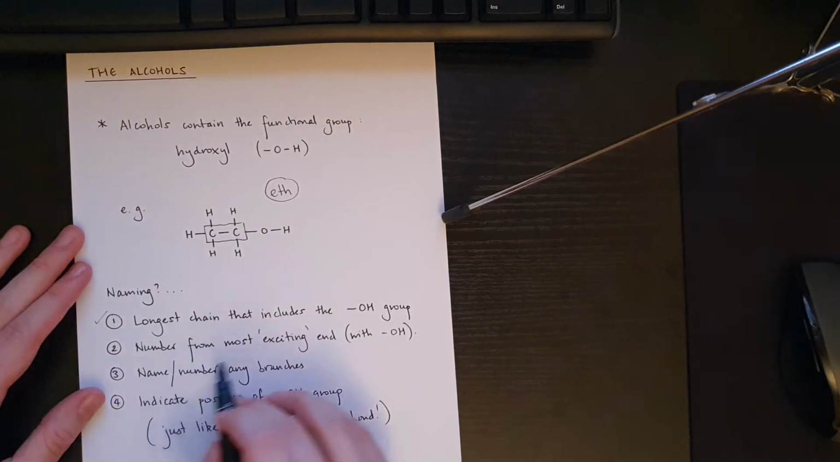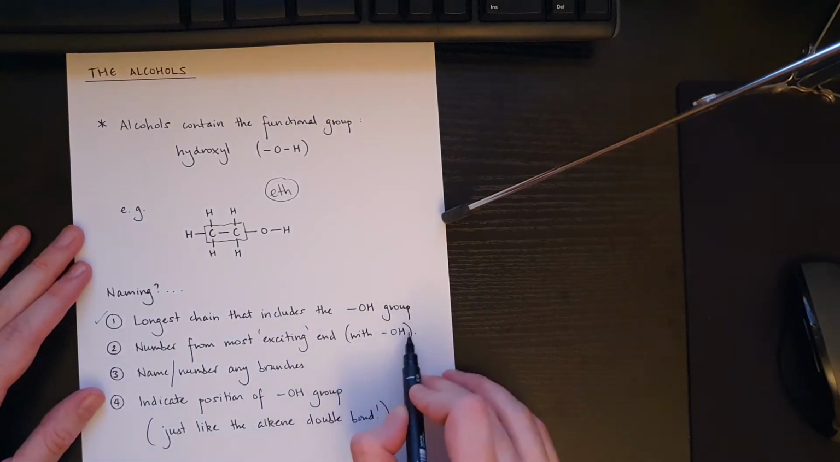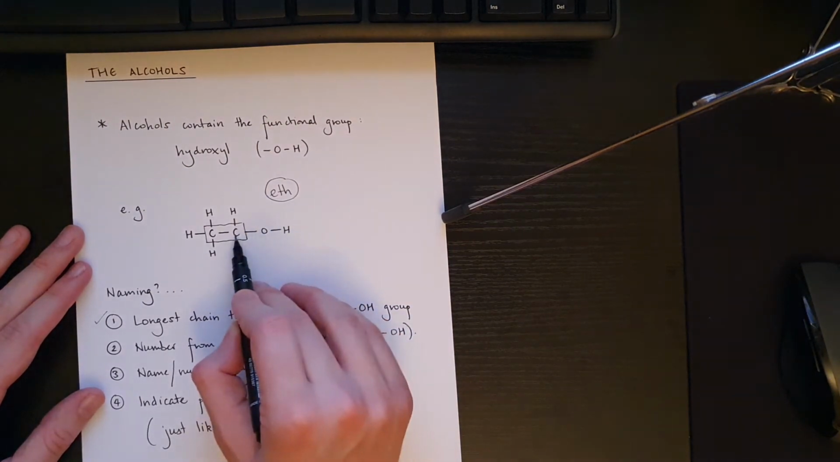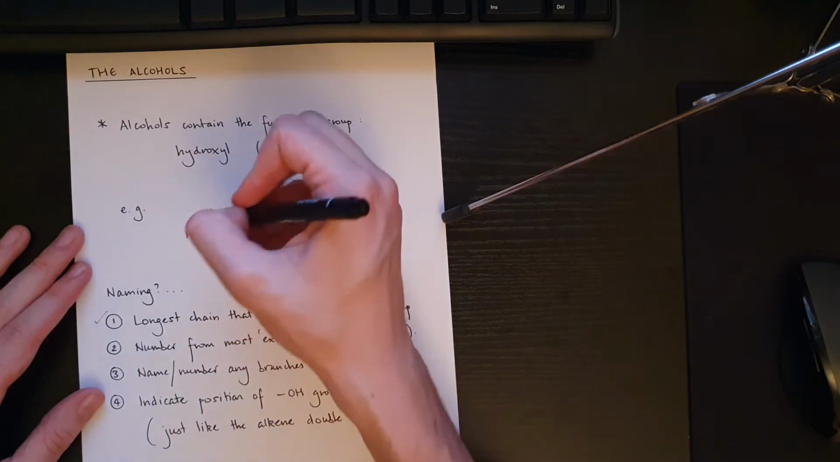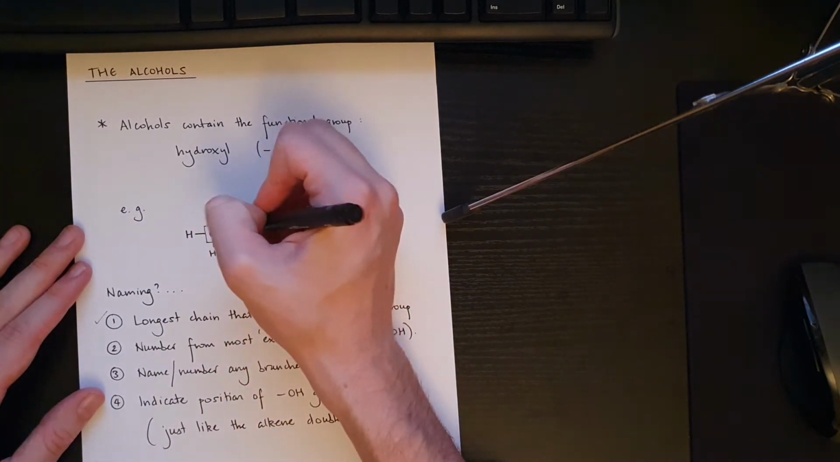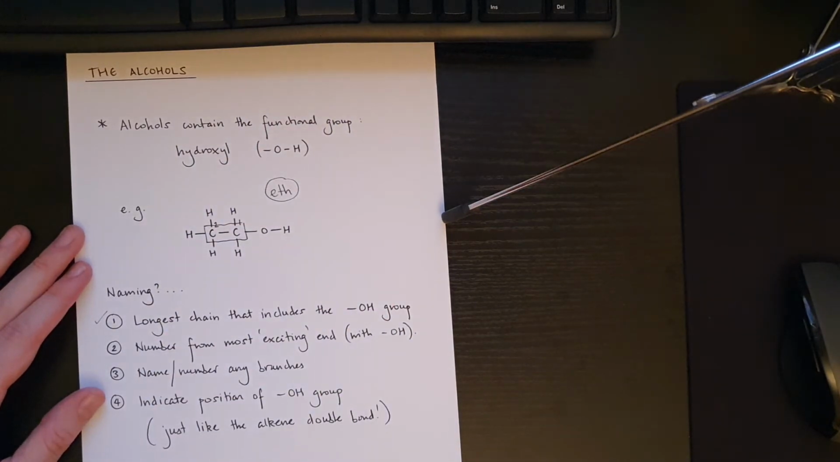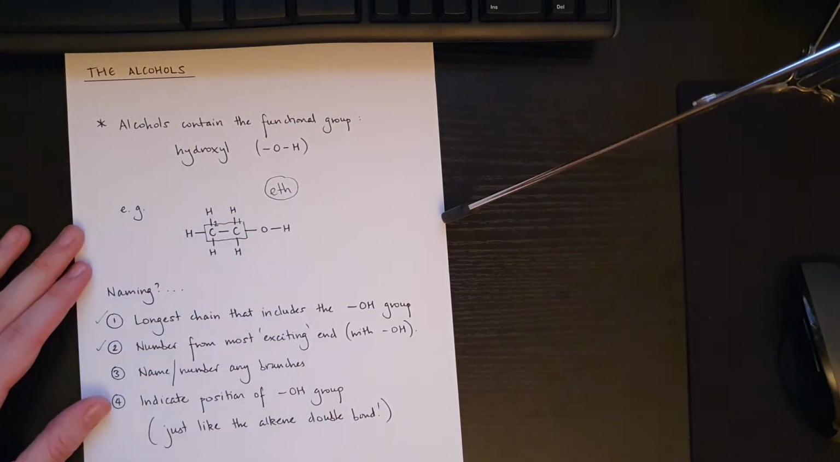Second part, number from the most exciting end, which means the side with the OH group. Of course, that's here, because the OH group starts with this carbon here. It's bonded to this carbon. So this carbon is carbon number 1, and this carbon is carbon number 2. So that is our numbering done.